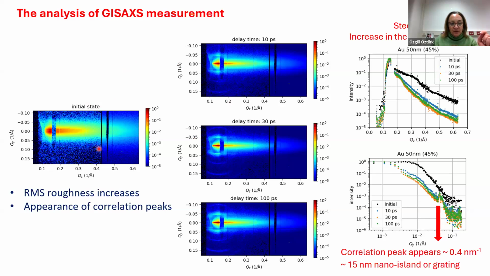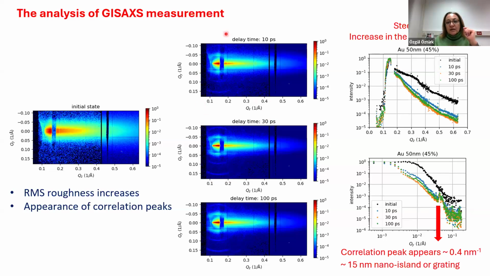But after pumping your sample, after you heat it with an ultrafast laser, 10 picoseconds later I probe it with X-ray, and I see there are some fringes here. You see? These ones. They don't exist here before heating. Then, 30 picoseconds later, these fringes look more pronounced. And even after 100 picoseconds, they are much more pronounced.